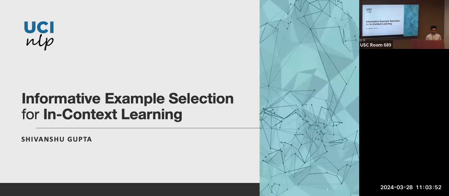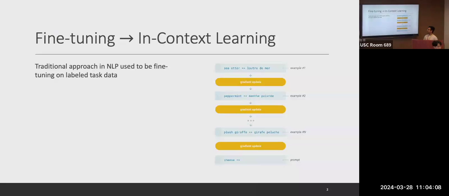Okay, so I'll be talking about a couple of works on in-context example selection, specifically how do you select examples that are actually informative and help the language model answer a given test input. So before we begin, let's look at a bit of a recap of the NLP field.